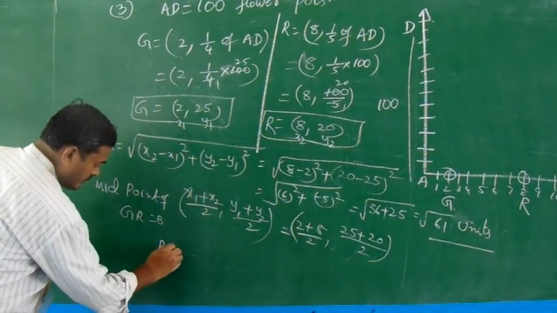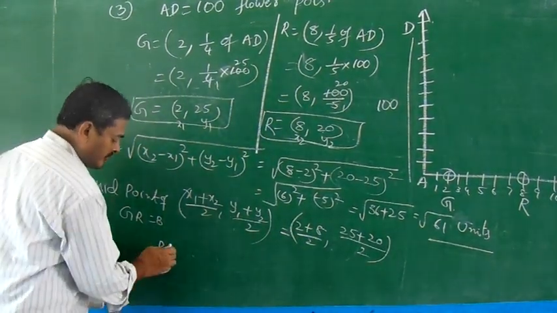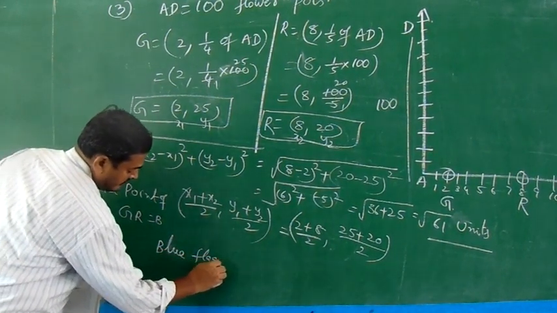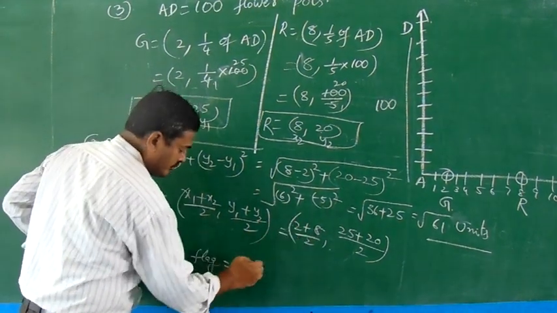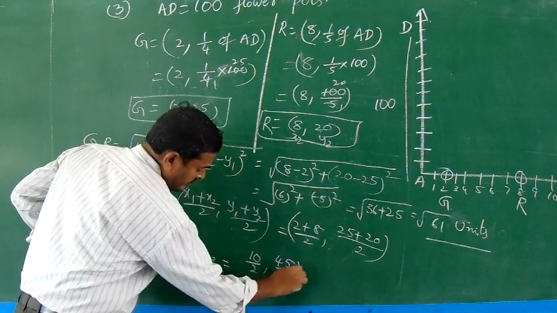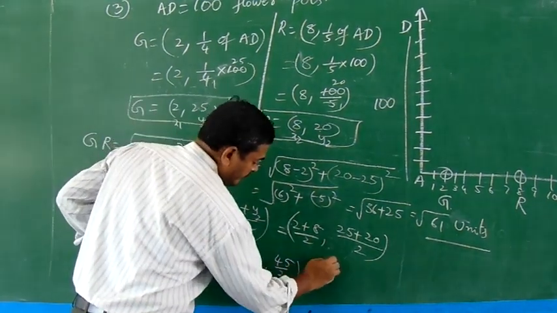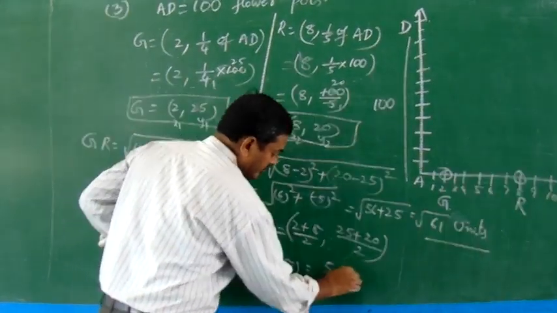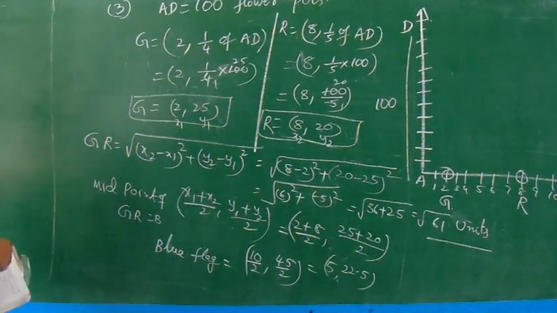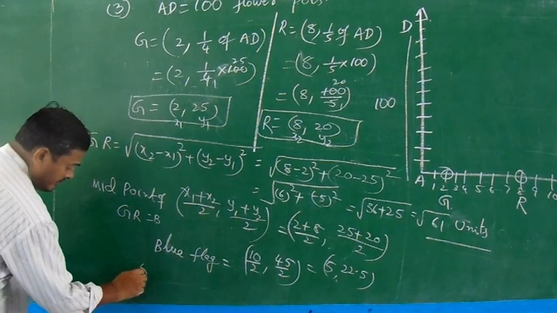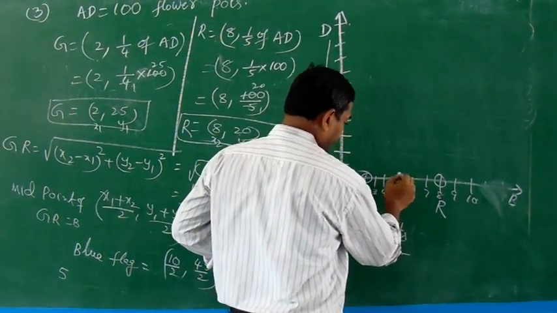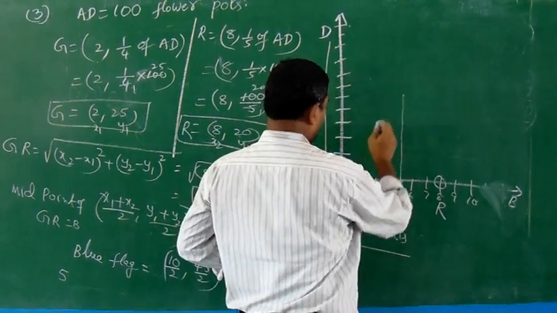Now the blue flag equals 8 plus 2, 10 by 2, comma 45 by 2, that equals 5 comma 22.5. Now where can we post the blue flag? At a distance of 5 meters, and then the distance of how many?